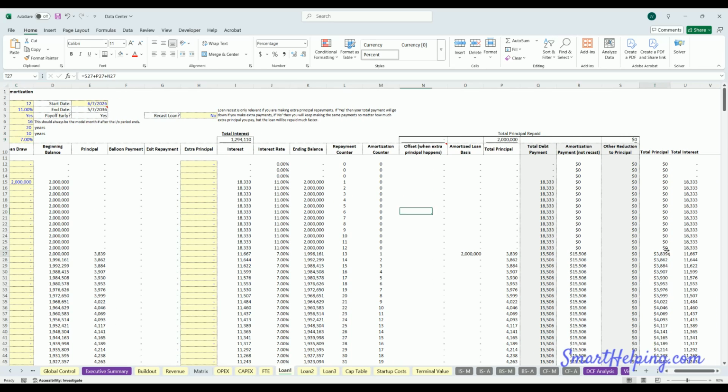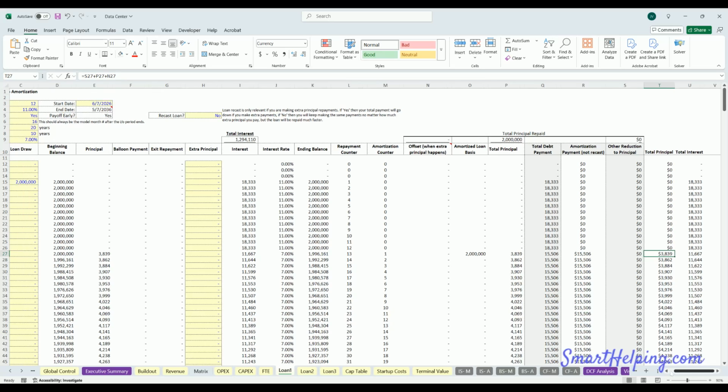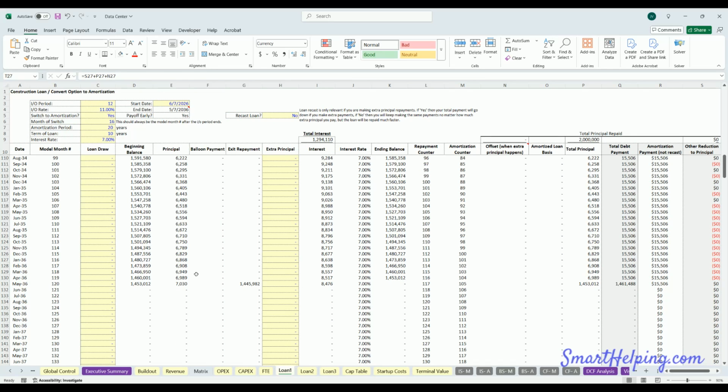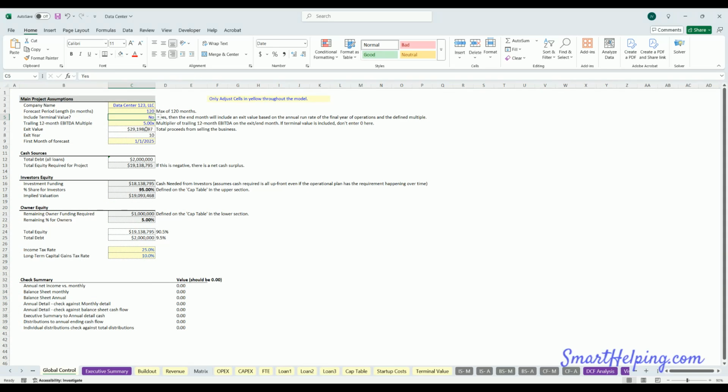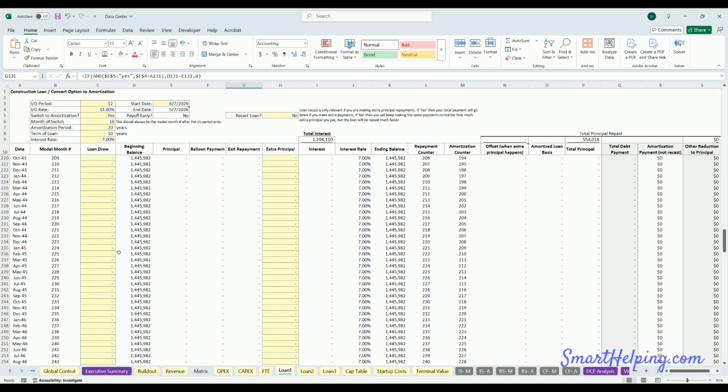So you've got total principal and total interest columns in T and U to see the grand effects of all these things. The model will assume all the loan is paid back at the end of the model month if this is selected as yes. If this is no, it'll just keep running till the end of the loan term, as you can see here.